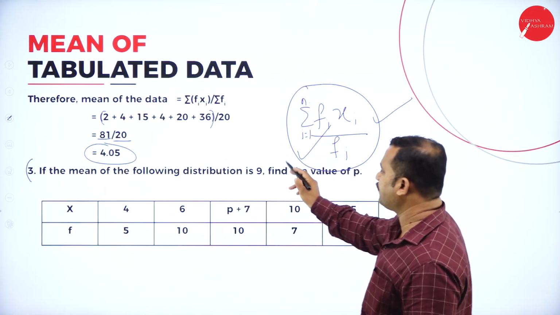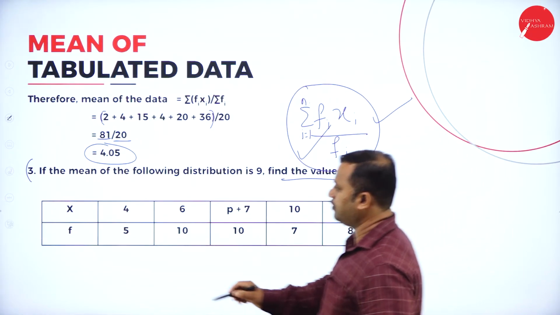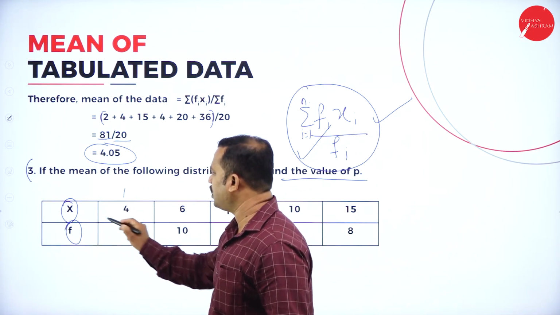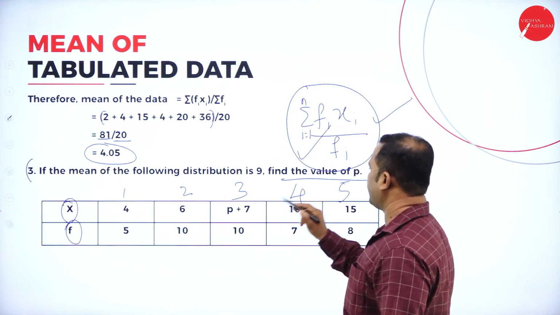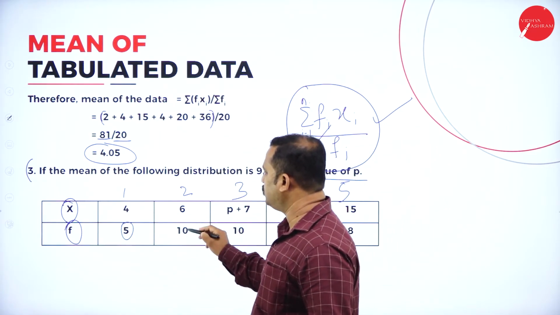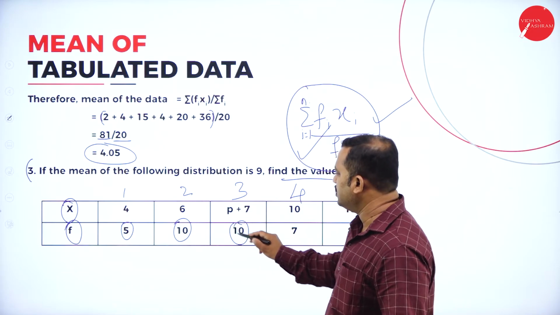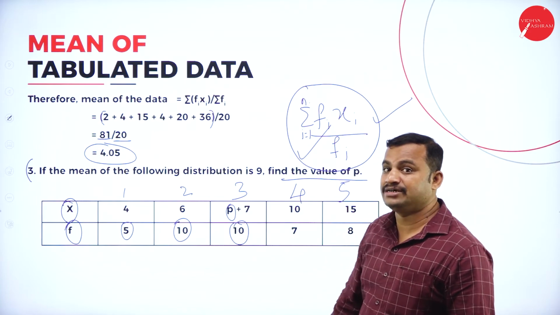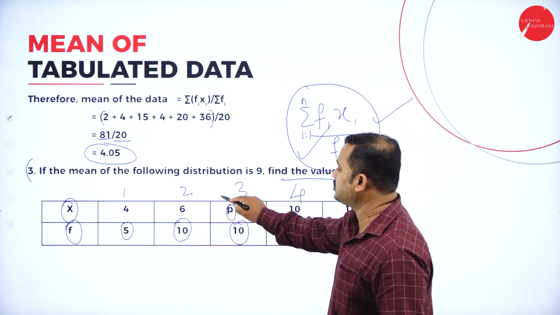Third one: if the mean of the following distribution is 9, find the value of P. For example, we have X here, and F as well. What is this X? This represents X1, X2, X3, X4, X5. We have these terms. What is the frequency? 4 is occurring 5 times, 6 is occurring 10 times, P plus 7 is occurring... What is the value of P? We have to find out P, which is a constant term, plus 10, that is, 10 times it is occurring, P plus 7. But what is the value of P there?